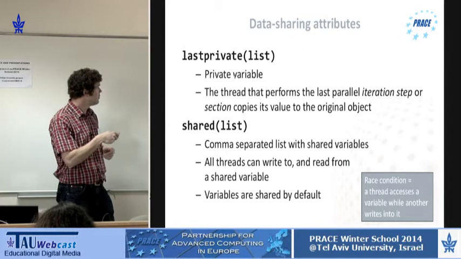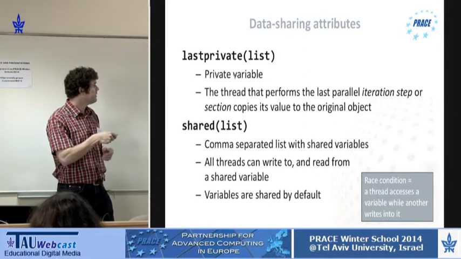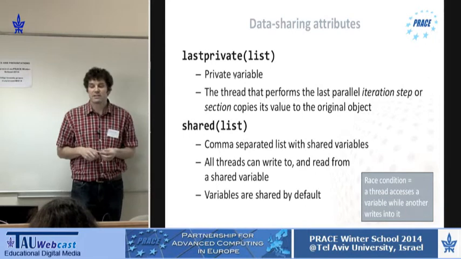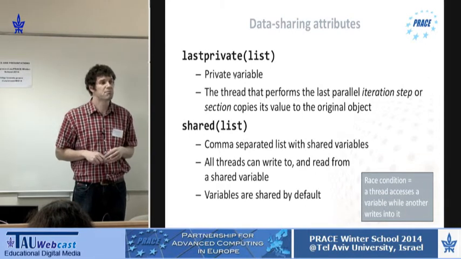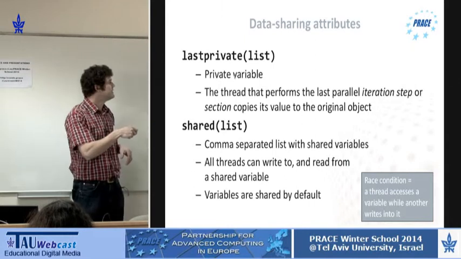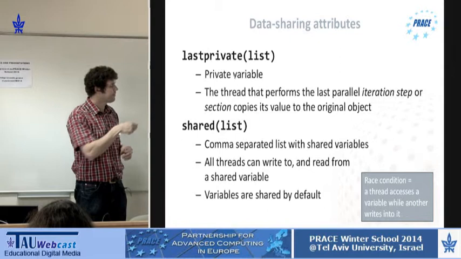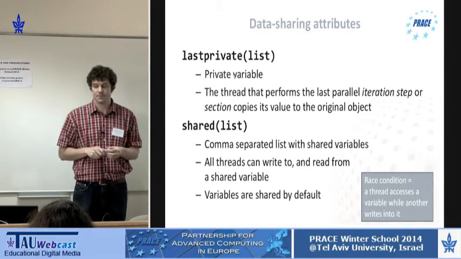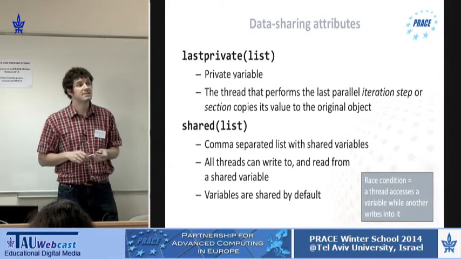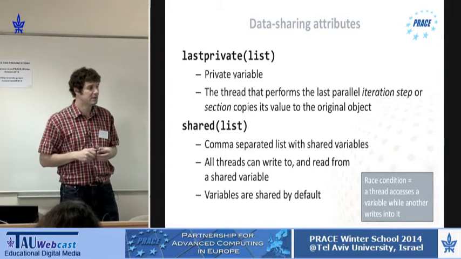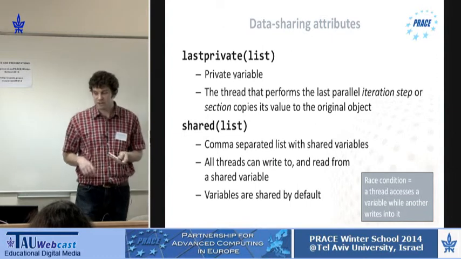And it's also possible to declare variables as shared, which means that all threads can write to and read from them. In most cases one wouldn't need to explicitly declare variables shared, because they are shared by default. But in many cases it might be good programming practice to explicitly say whether a variable is shared or private.